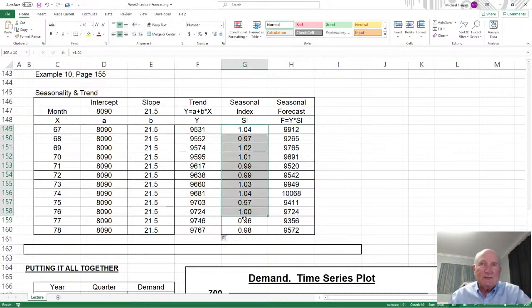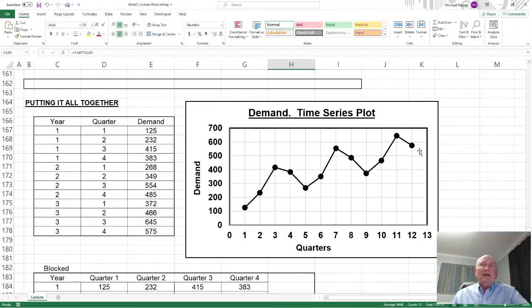We have a seasonal. Here's our trend component being estimated with our intercept and slope. Here's our seasonal component being estimated with our indexes, and here is going to be our seasonal forecast. Okay, now let's put it all together.